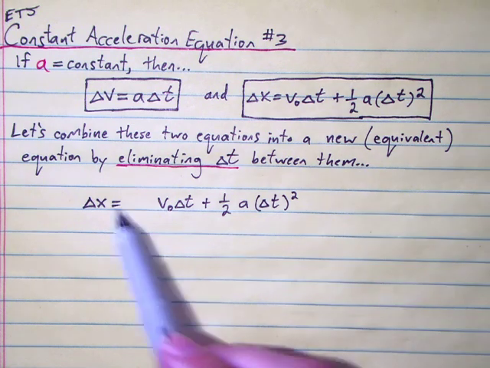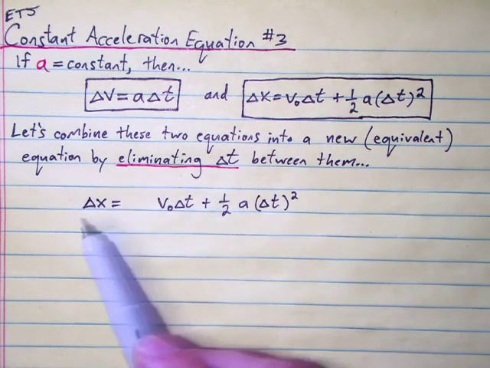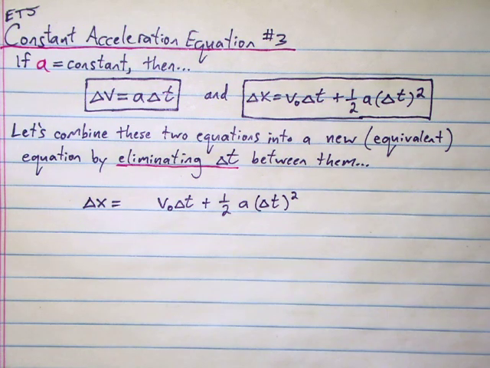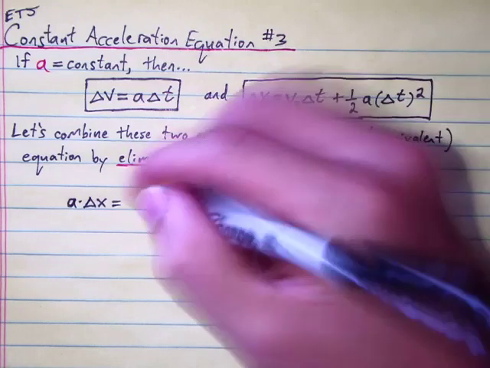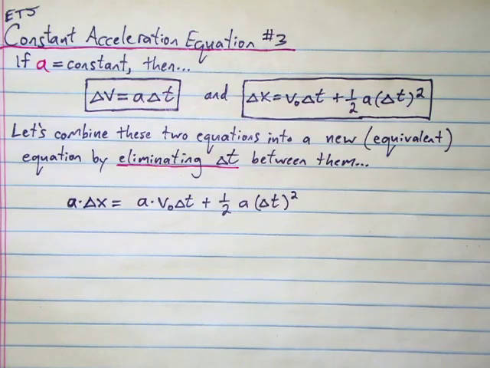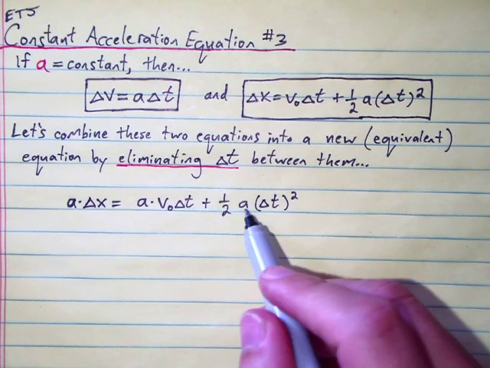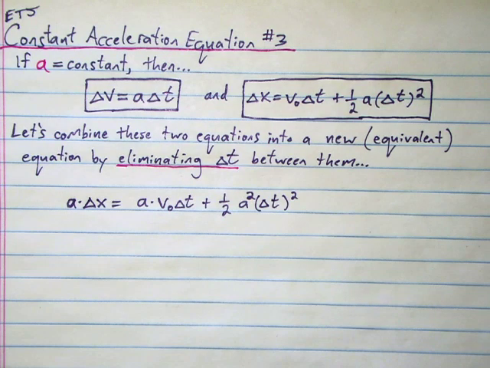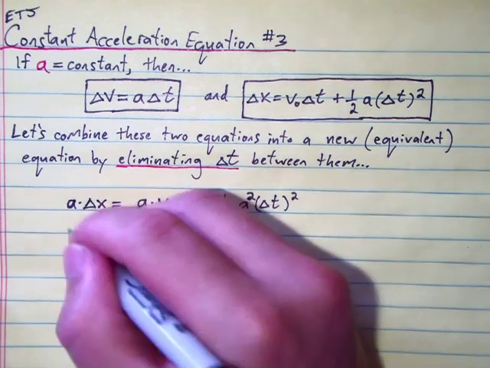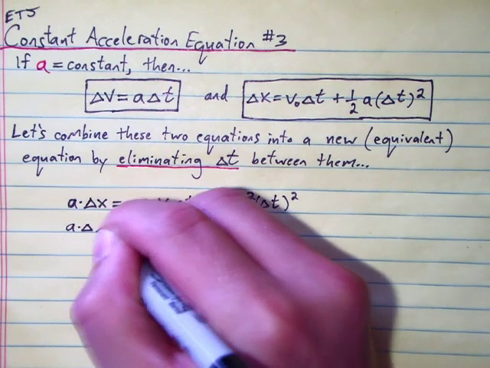I'm going to start by writing down equation number 2 here. And the first thing I'm going to do to it is multiply the whole thing through by the acceleration, a. So I'm going to multiply the left-hand side by a, and I'll multiply all the terms on the right-hand side by a. So this will be a times a, which gives us a squared on that term. Okay, left-hand side stays as a delta x.